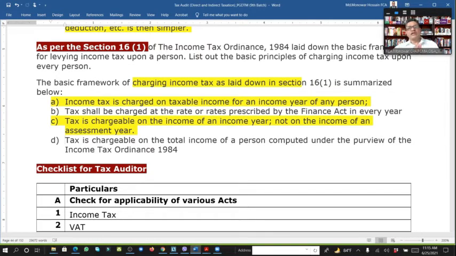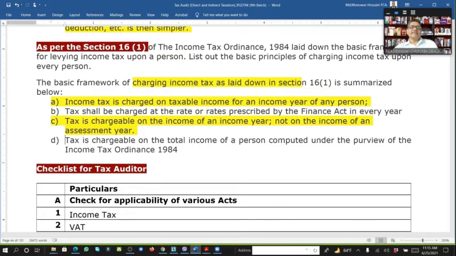For example, we have the period from 1st July to 30th June. So this is the income year. And we know the assessment year is the next year. For example, at this moment, what is the income year? The income year is 2020-21. And from 1st July 2021 to 2022, it would be the assessment year for the income year 2020-21. So tax is chargeable on the income year.